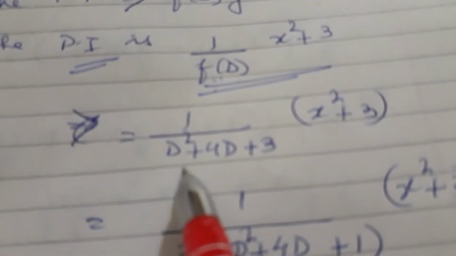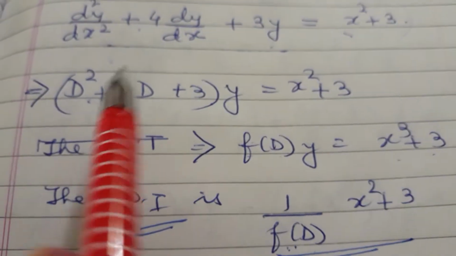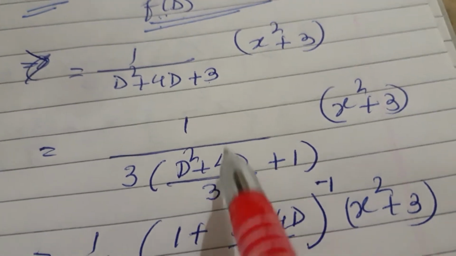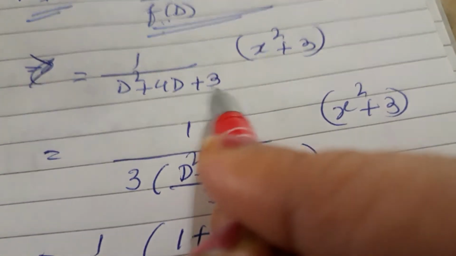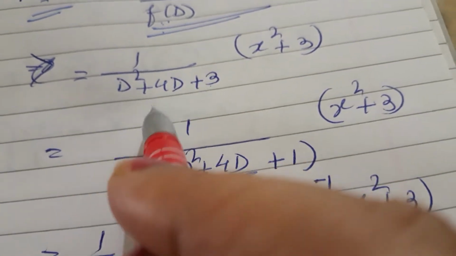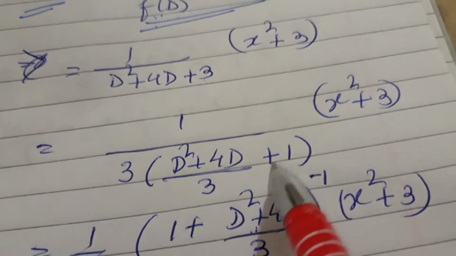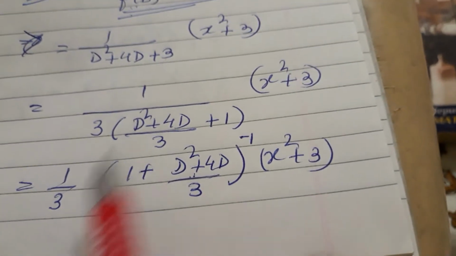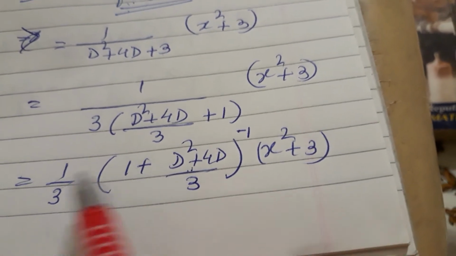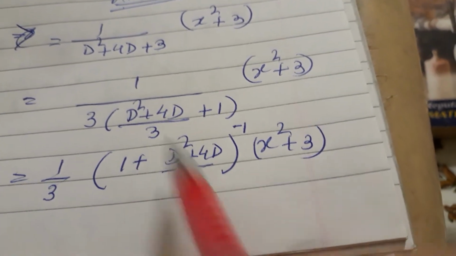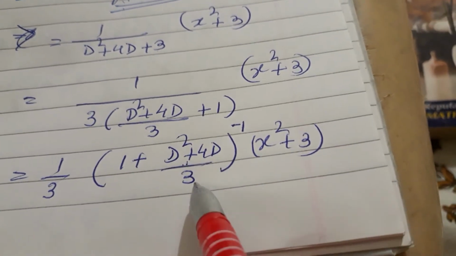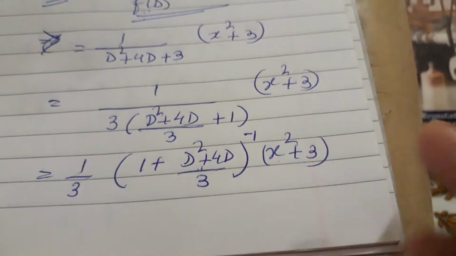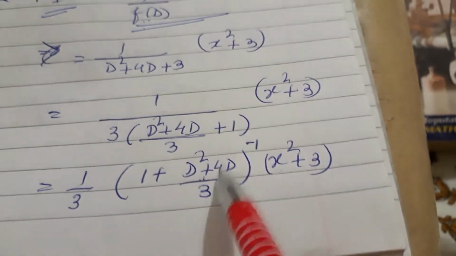This f(D) is D squared plus 4D plus 3, right? What you do is express this as 1 plus some function of D. So you bring the 3 out. When you bring the 3 out, this will be (D squared plus 4D) divided by 3, plus 1. Now this is expressible as 1/3 times [1 plus (D squared plus 4D)/3], you just bring the 1 here, inverse. This is the operator operated on the polynomial x squared plus 3, right? We have just written it as an inverse.